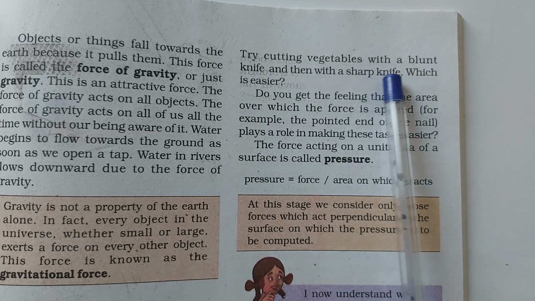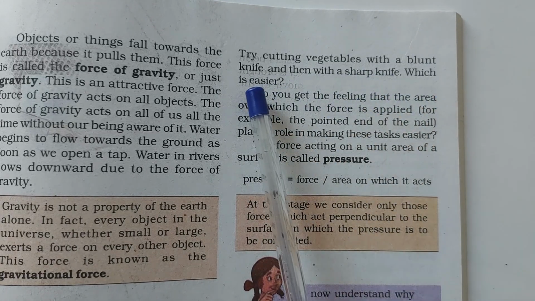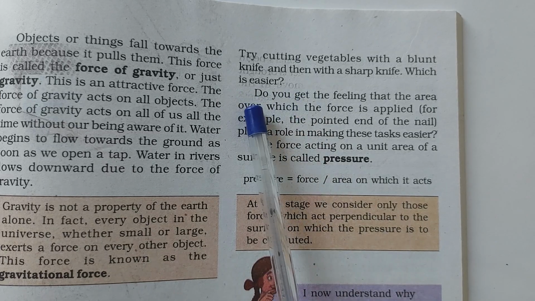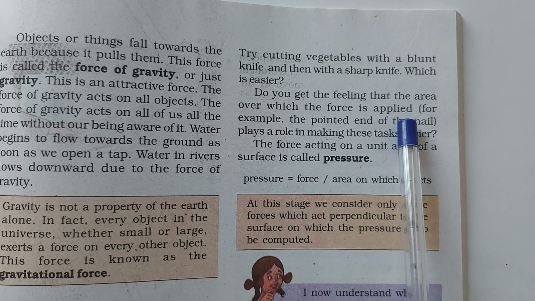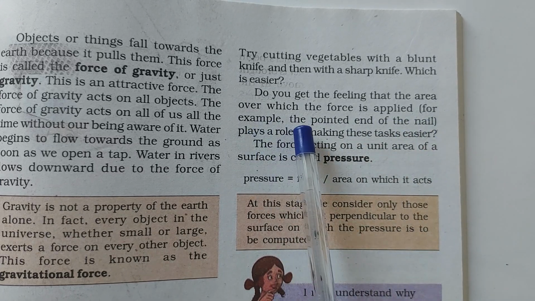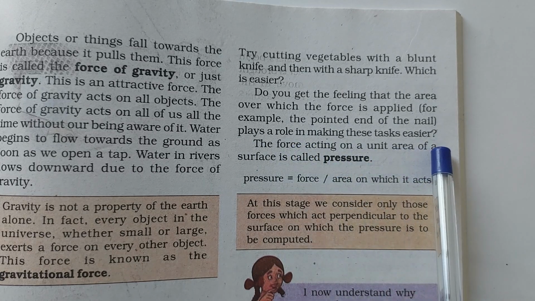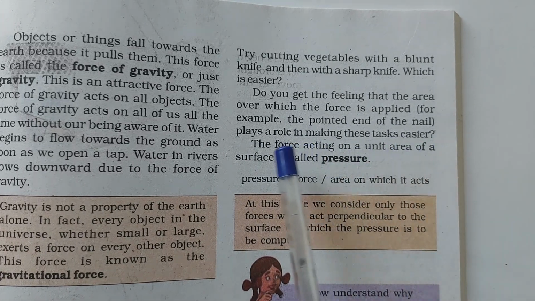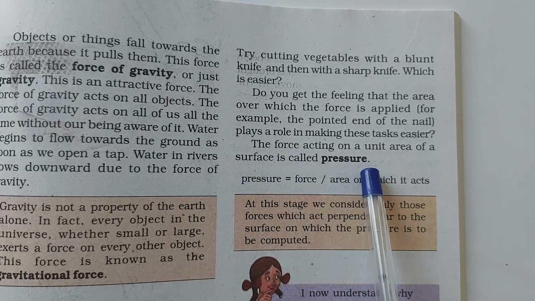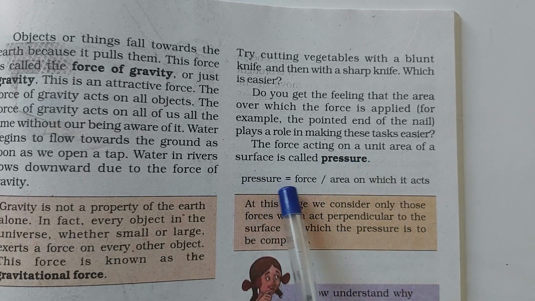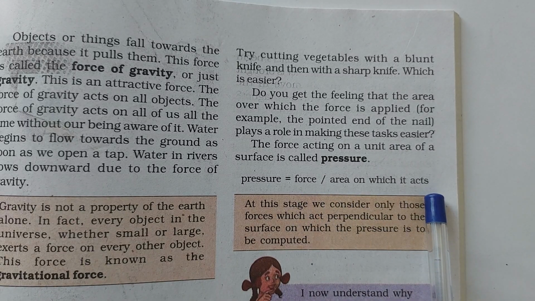Try cutting vegetables with a blunt knife and then with a sharp knife. Which is easier? Do you get the feeling that the area over which the force is applied, for example the pointed end of the nail, plays a role in making these tasks easier? The force acting on a unit area of surface is called pressure. Pressure is equal to force upon area on which it acts.